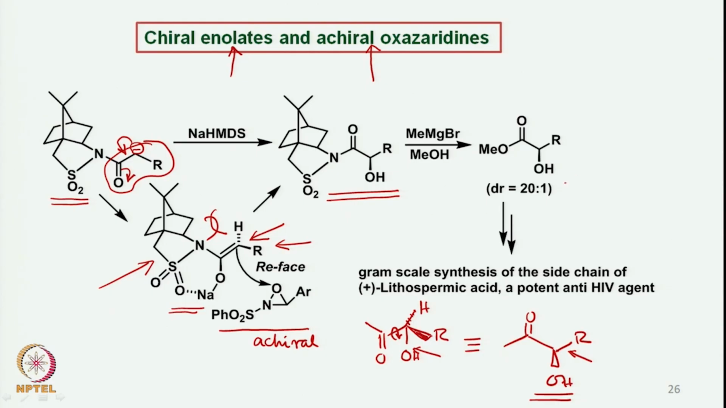And as you can see, the hydroxy group that has been introduced has a chiral center at this stage, and if we hydrolyze this, then we can get the corresponding alpha hydroxy ester. The diastereomer ratio which is shown is actually for this molecule, and you can see that it is 20:1. So only a very small amount of the corresponding other enantiomer will form during this process.